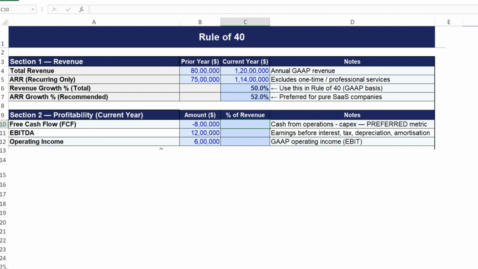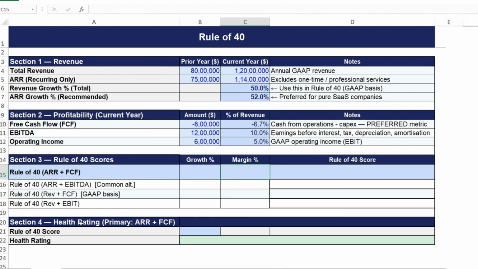Now, similarly, we will calculate profitability margin. Here, in profitability, we are taking all three measures: FCF, EBITDA, and operating income. First of all, let's calculate the FCF profitability margin, which is this divided by current year revenue. Since we will be using total revenue for EBITDA and operating income as well, we can freeze this and simply drag the formula down to get the same result.